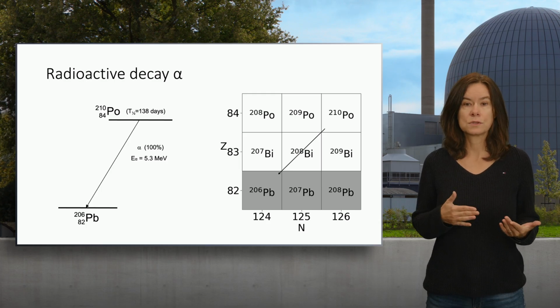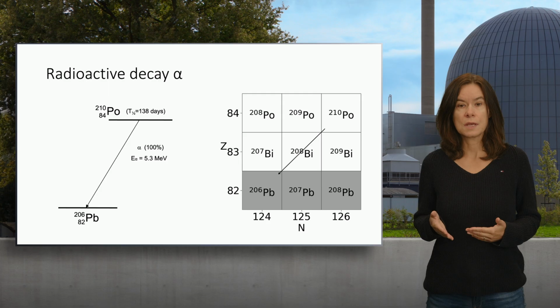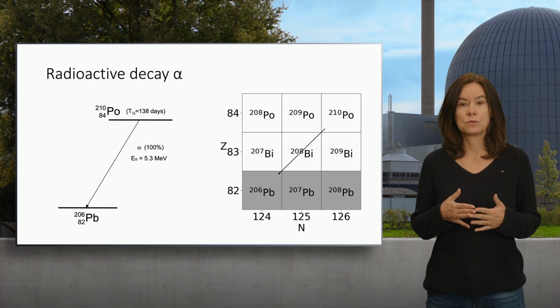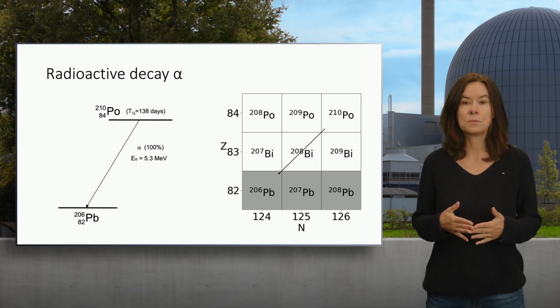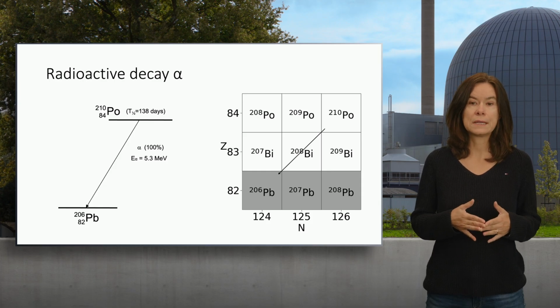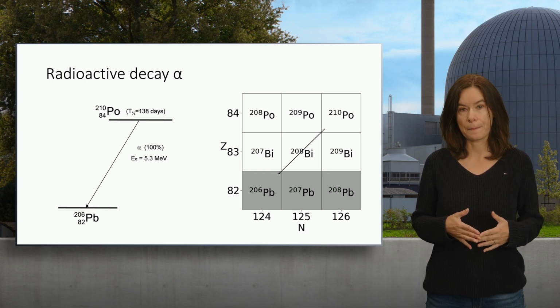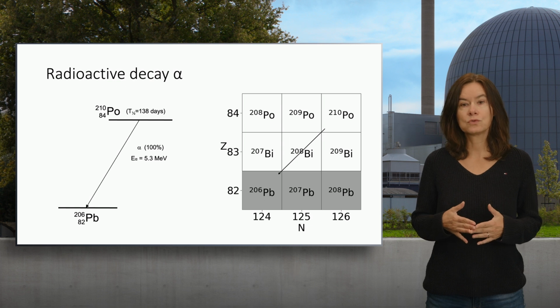Since the nuclide loses 2 protons and 2 neutrons, the mass number will be reduced to 206 and the atomic number will decrease from 84 to 82, resulting in lead-206. This corresponds to 2 steps down to the left in the nuclide chart.